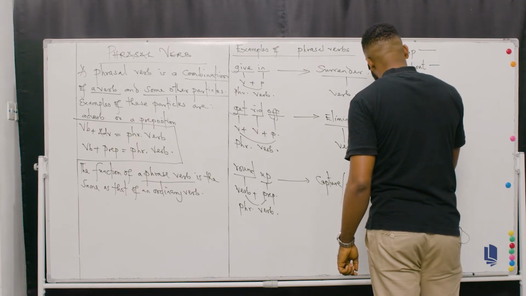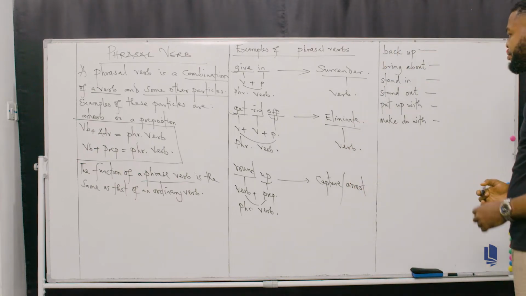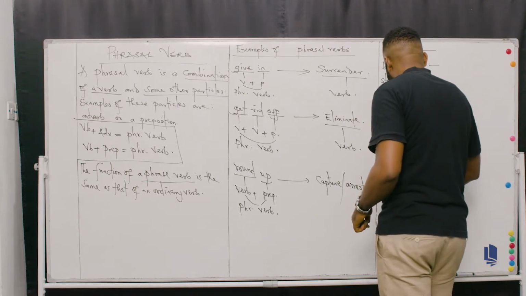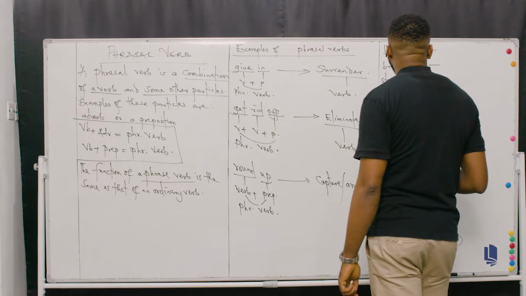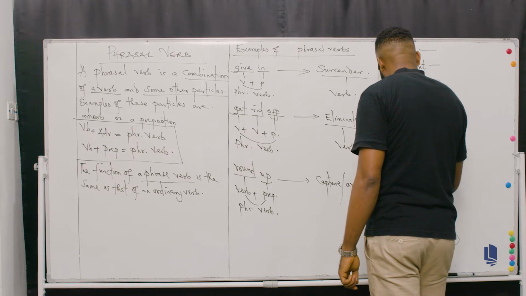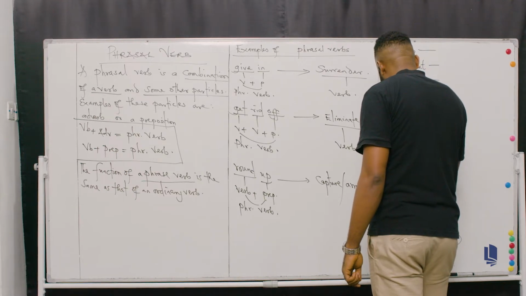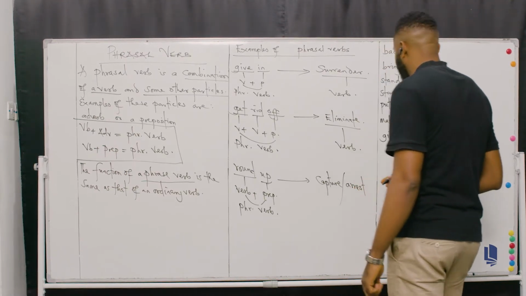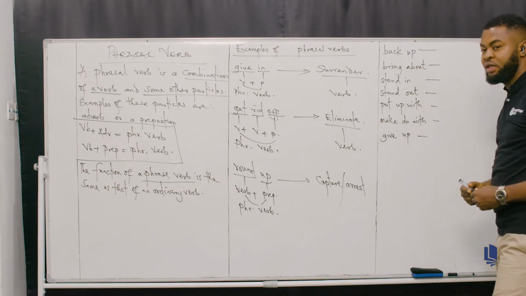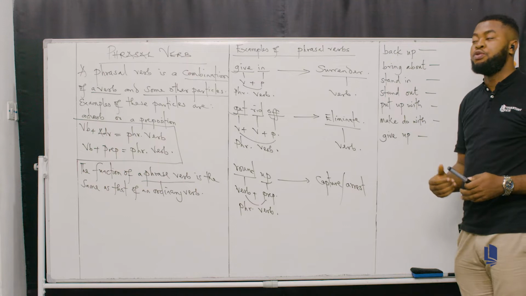Make do with. Then you can even have give up. Can you see? You have 2, 4, 6, and we have 7. All right, so here's what I want you to do. Those 7 phrasal verbs, I'd like you to provide their meanings.